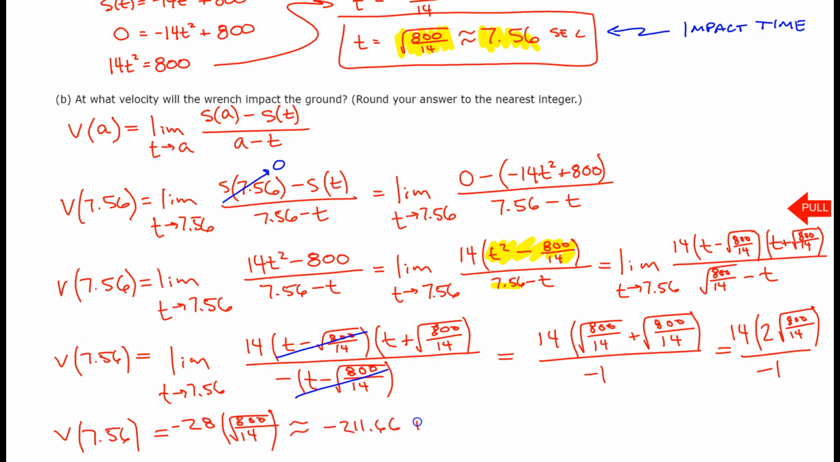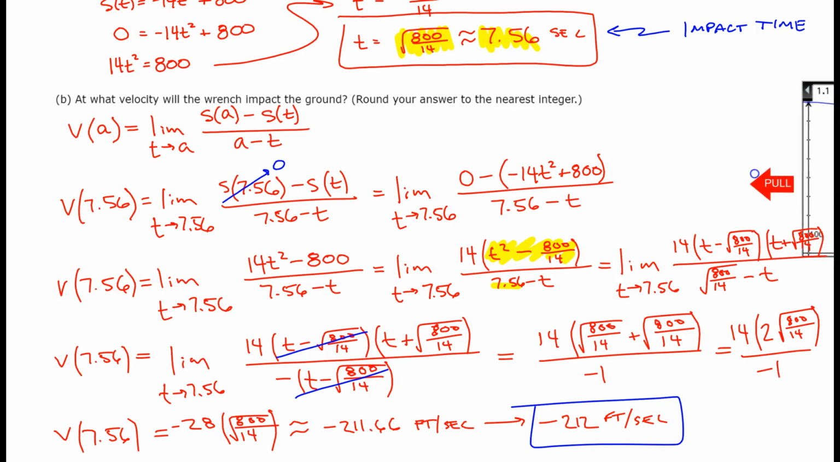And that's going to be in feet per second. Those were the units of the problem. WebAssign asked to round to the nearest whole number. So we're going to just tell it -212 feet per second. And that's the final answer for part B. And yeah, that was a 4-pepper problem, I'm not going to lie. Tricky stuff there. A lot of algebra to get that limit to work.